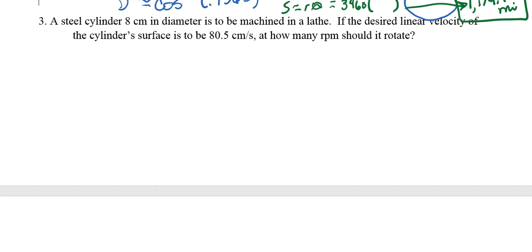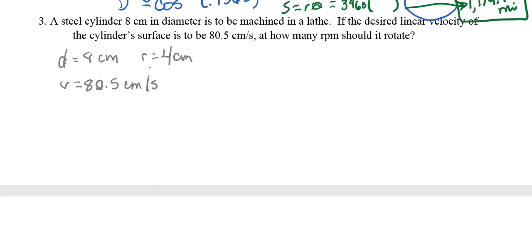The 8 centimeters is the diameter. So I have a diameter of 8 centimeters. I have a radius of 4 centimeters. I have a linear velocity of 80.5, so that's my V, 80.5 centimeters per second. And I'm going to figure out how many revolutions per minute.